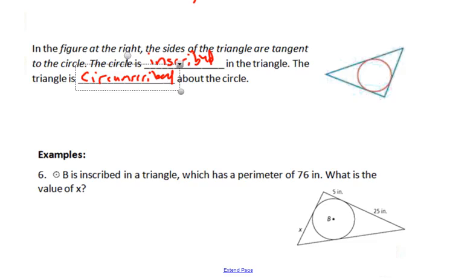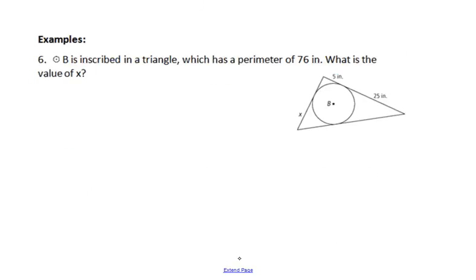So now I have one example here to work with this theorem. It says circle B is inscribed in the triangle, which has a perimeter of 76 inches. So total, that's 76. What is the value of x? All right, well, let's look at that theorem. We know from that theorem, assuming these are tangent lines, that this has to be equal to this. This has to be equal to this. And this has to be equal to that.